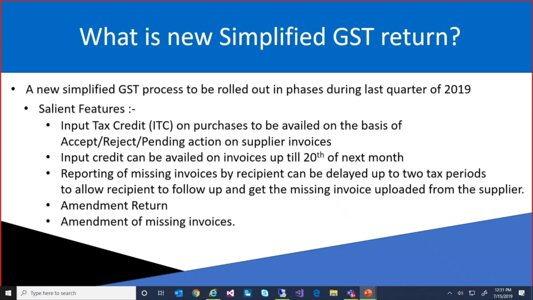Some of the salient features of this new process: the input tax credit on purchases can be claimed based on the pending action of the supplier. Like if your supplier uploads all the invoice details, you can accept or reject those details. And based on what you accept and reject, whatever number of invoices you accepted, your input credit will be determined. Your supplier can upload the information till the 10th of the next month, and then you can take action from 11th to 20th. You can reject or accept, whatever action you want to take. So this is up to the 20th.